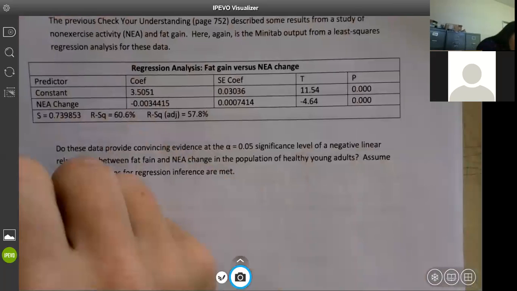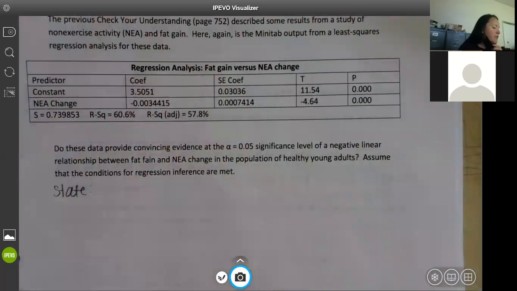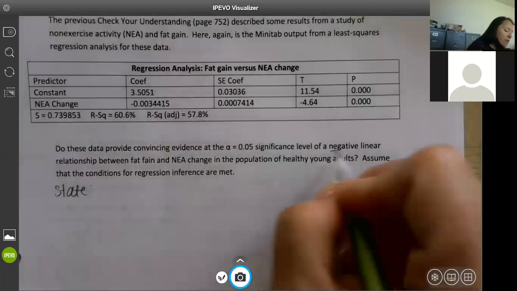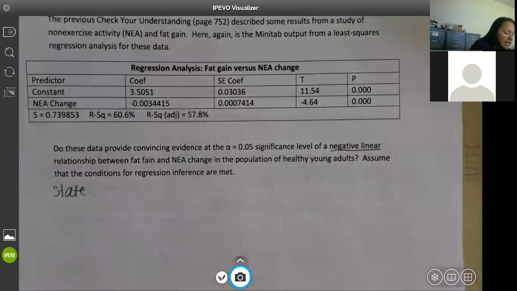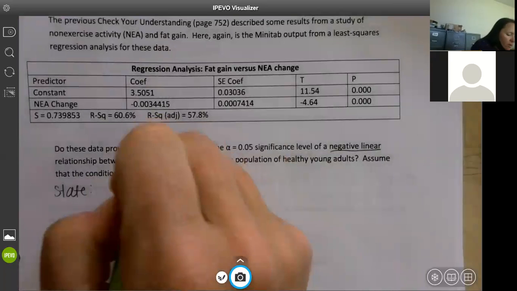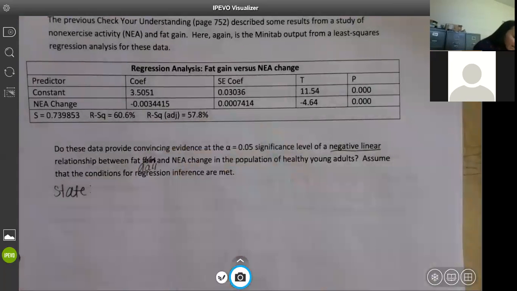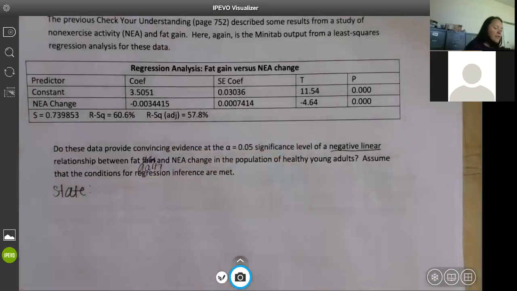So what is our state? Our problem says the previous check your understanding, the one that we just did on NEA and fat gain. Here again is the Minitab output. Do these data provide convincing evidence at the alpha equals 0.05 significance level of a negative linear relationship between fat gain and NEA change in the population of healthy young adults? Wow, y'all should be used to it by now. Assume that the conditions for regression inference are met.